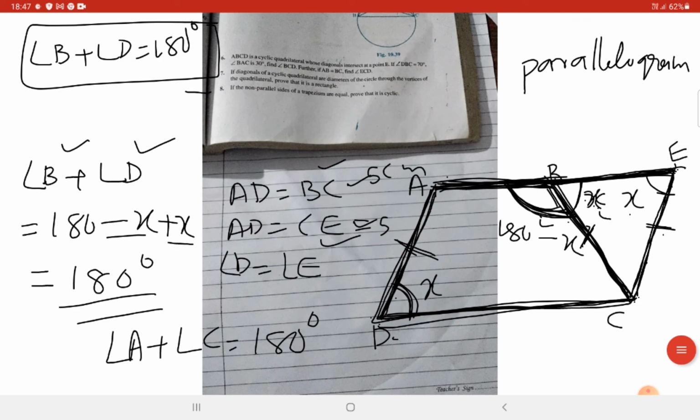Now, the property of a parallelogram means opposite sides are equal. That is AD is equal to CE. And opposite angles also equal. That means angle E and angle D also equal. Now what is given? AD is equal to BC. AD and BC are equal given in the question. Here we got AD is equal to CE. That means these three sides are of equal measurement, which implies triangle CEB is isosceles.